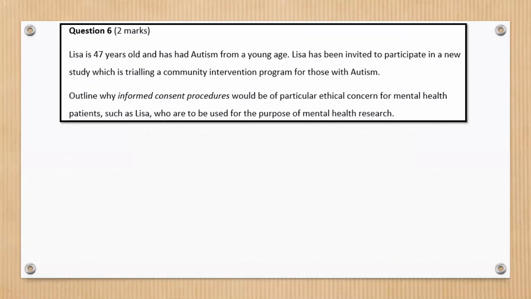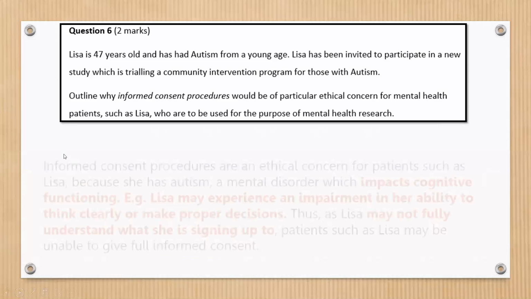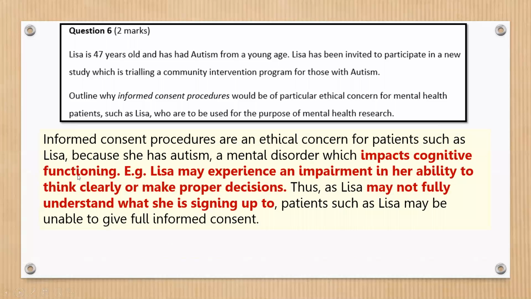So this is just a question looking at the second ethical implication we covered in chapter 11, which was the informed consent procedures. This is also worth 2 marks. So basically, you're going to be linking back to Lisa because it is a scenario-based question, so we do have to use her name. Probably good to also mention what kind of mental, intellectual disorder she has.